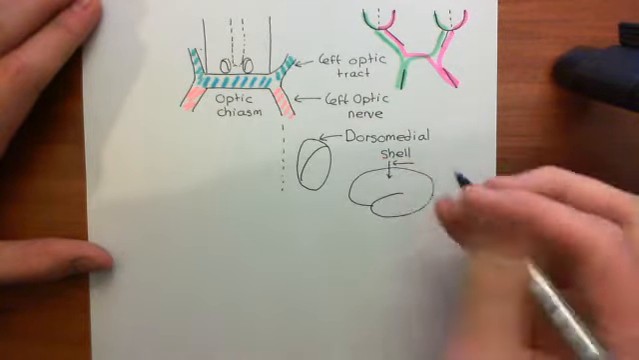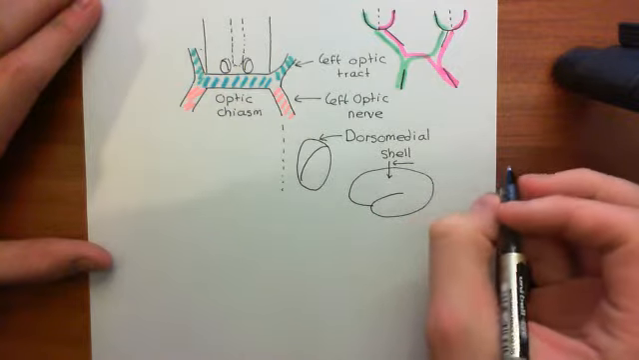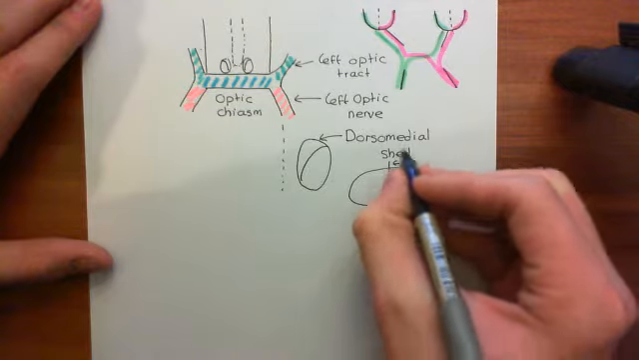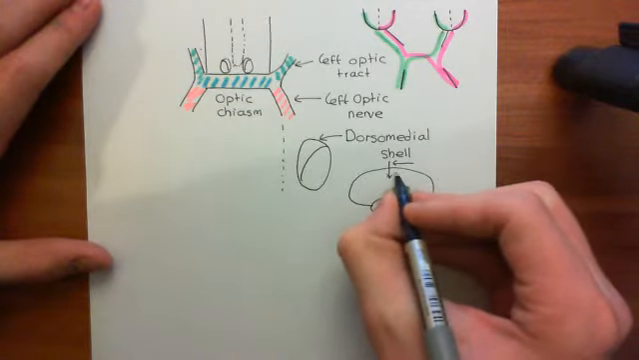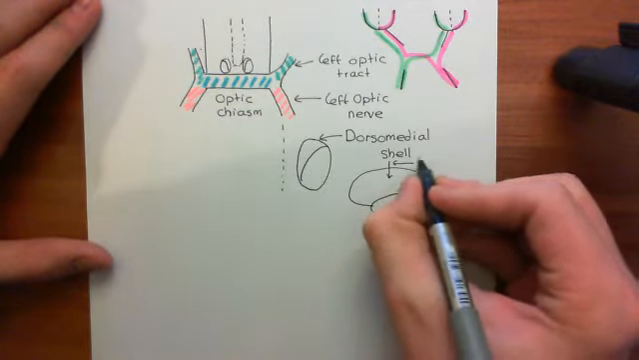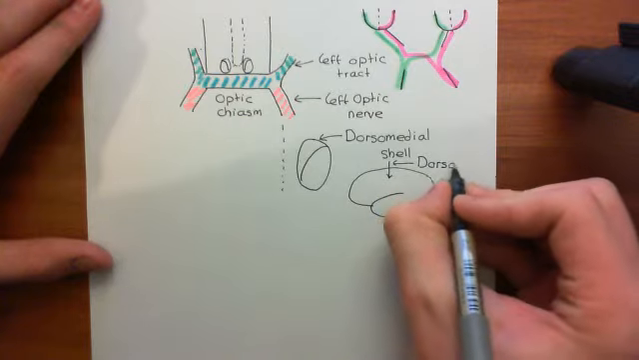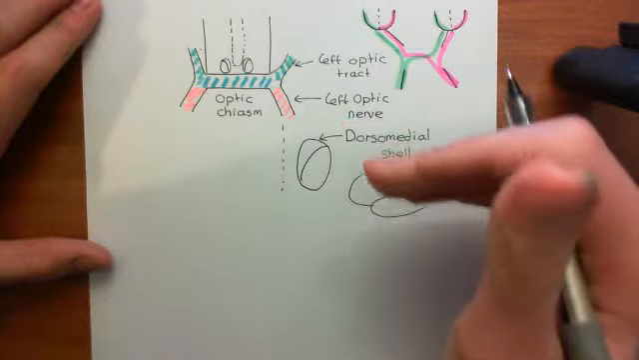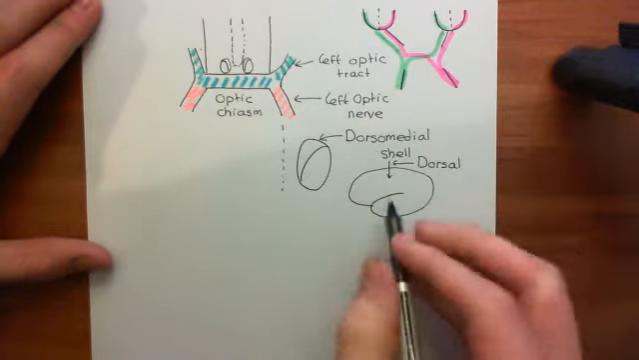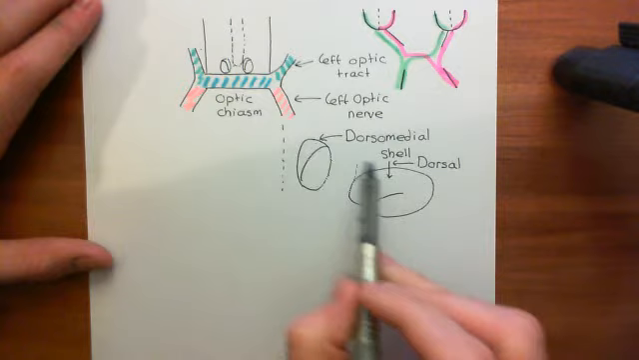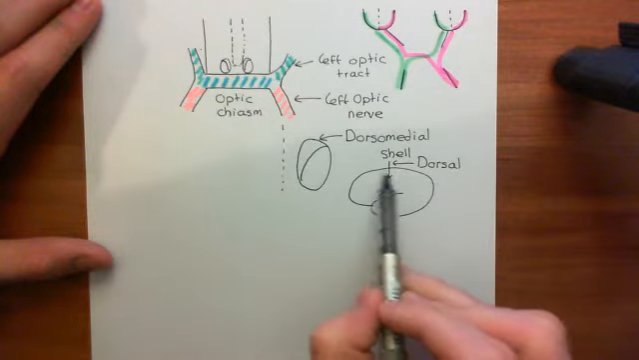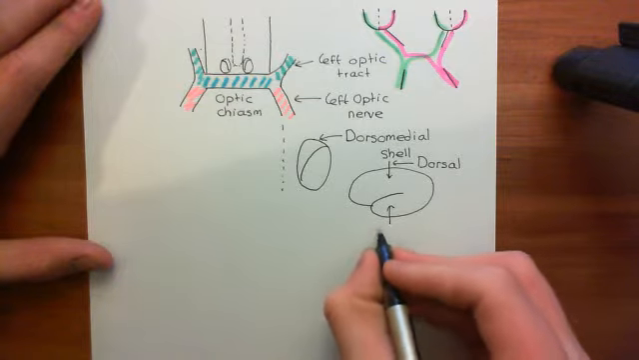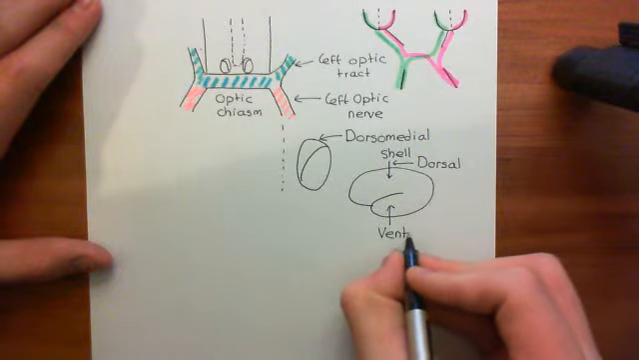Sorry, ignore that. It looks as though I've labelled this shell now, but no, this is the dorsal portion, basically, the dorsal aspect. So things that are towards the top of the cerebral hemispheres, we call those dorsal structures. And that explains why this bit's called the dorsomedial, because it's towards the top of the brain, but we call that the dorsal aspect. Towards the bottom, we call that the ventral aspect.